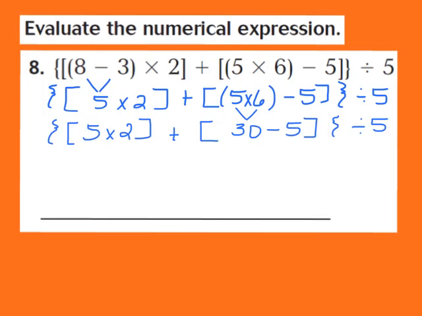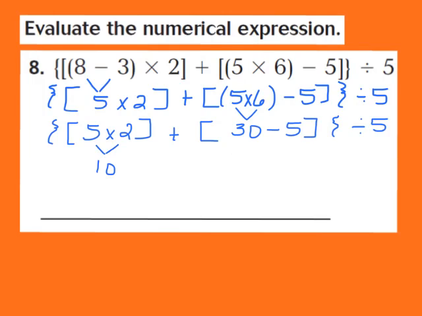Well, now that I've taken care of what's inside the parentheses, I'm now going to focus on what's inside my brackets. Because remember, once again, we're working from the innermost set, which is your parentheses, to the outermost set. And once parentheses have been taken care of, it's now time to work on what's inside the brackets. So I'm going to go ahead and start with the 5 times 2. I know that 5 times 2 is going to give me 10.